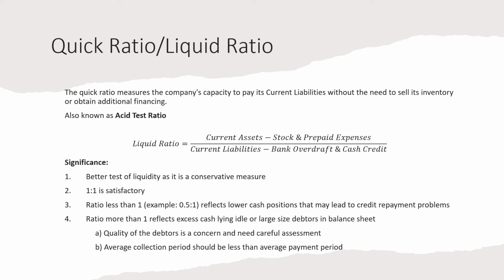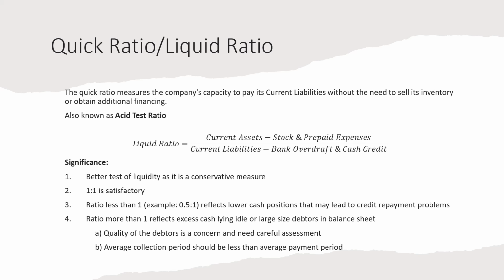An ideal quick ratio is 1:1. Quick ratio is also known as the acid test ratio because it gives instant results to the creditors to make the financing decision. If the liquid ratio is less than 1, for example, if it is 0.5:1, it reflects a lower cash position that may lead to credit repayment problems.